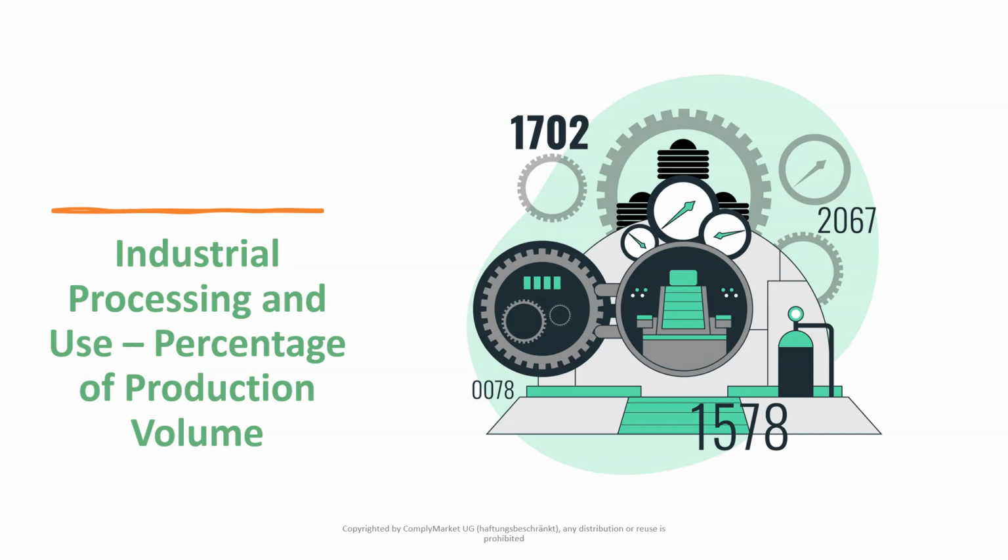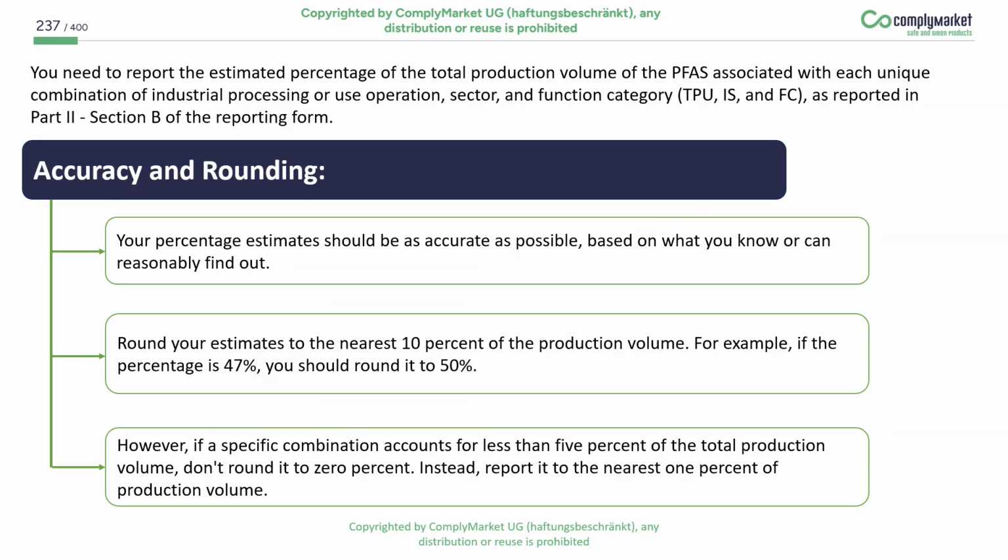Industrial processing and use percentage of production volume. That's important. Notice how to round. So if it is 47, it will be 50. So you have to round to the nearest 10%. But if a combination accounts for less than 5% of the total production, you should not round in this case to 0, but to the nearest 1%.